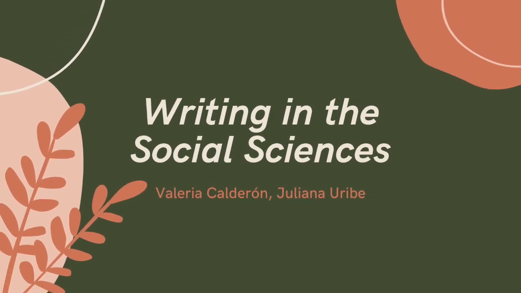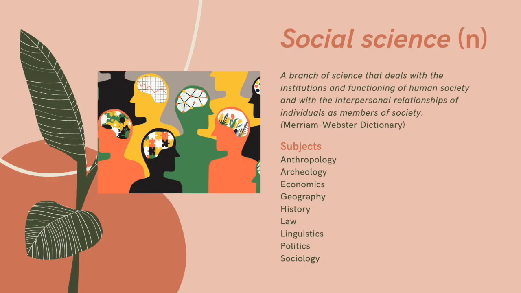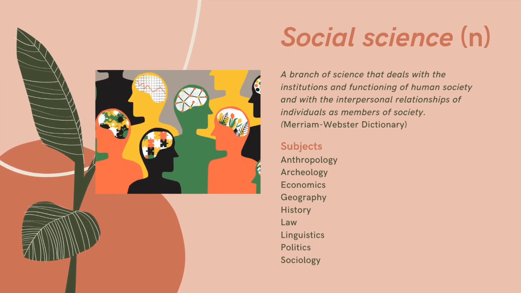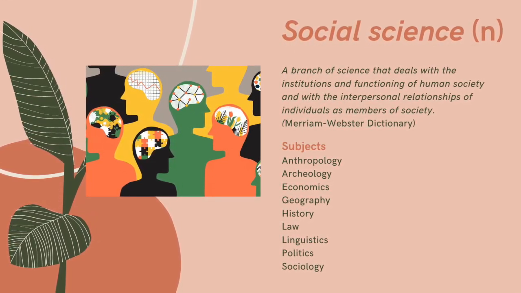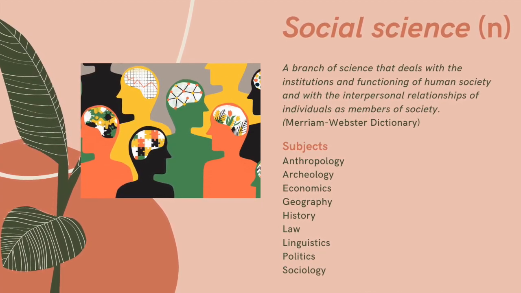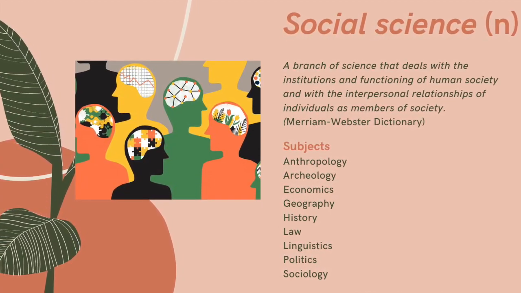Writing in the social sciences. A social science is a branch of science that deals with the institutions and functioning of human society and with the interpersonal relationships of individuals as members of society.